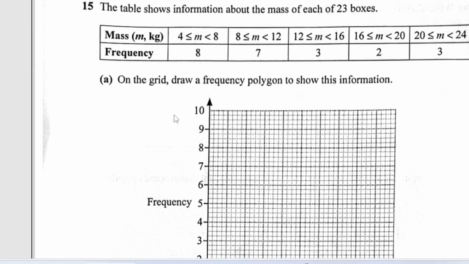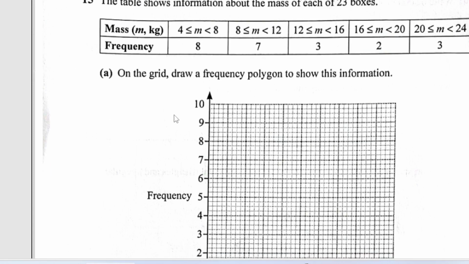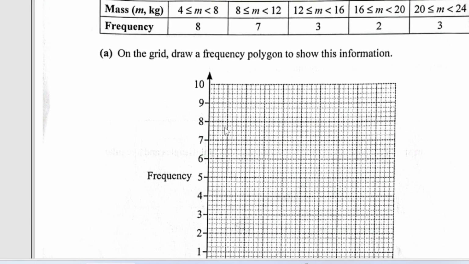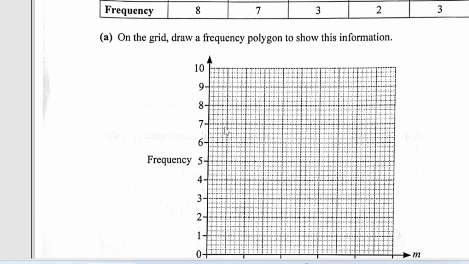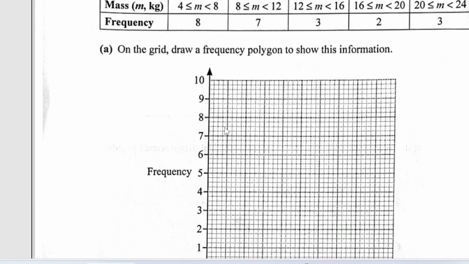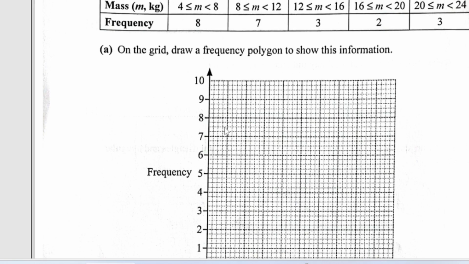Now the next one we have here, question number 15. The table shows information about the masses of each of 23 boxes. On the grid, draw a frequency polygon to show this information. For the frequency polygon, you have to have the midpoint and the frequency. So first we are going to find the midpoints.